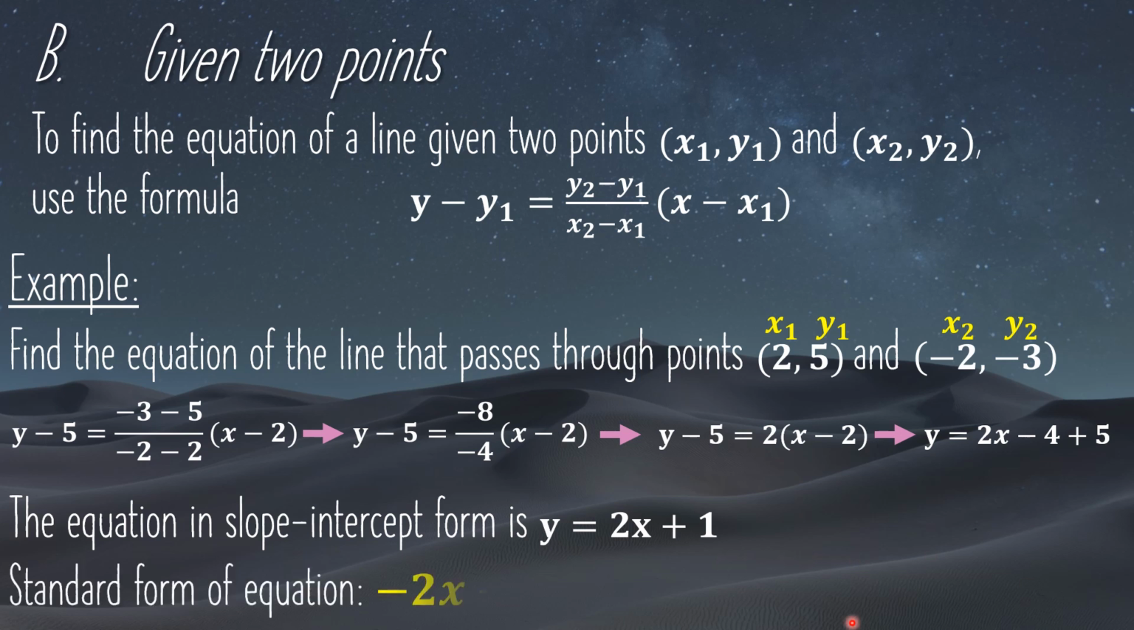So, last, the standard form of equation will be negative 2x plus y is equal to 1, because when we transpose 2x to the left side, this will now become negative. And then, pwede natin itong gawing positive by multiplying the whole equation into negative 1. So, this will also be 2x minus y equals negative 1.